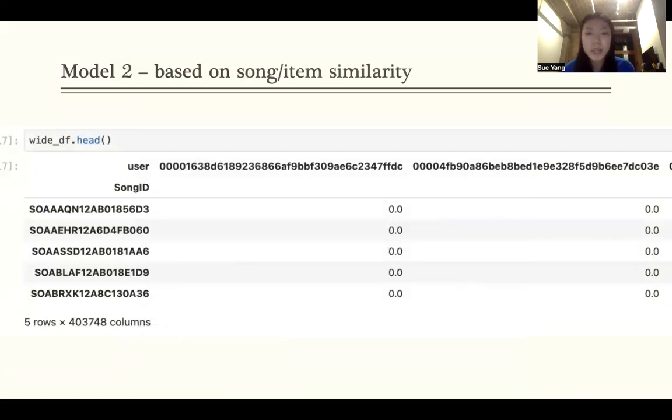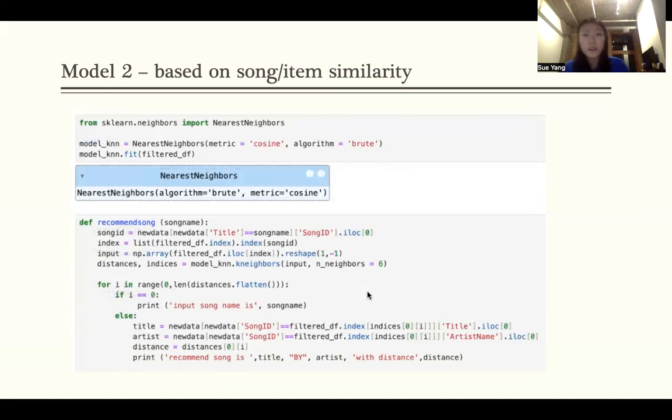The second recommendation model is based on song/item similarity. We pivoted the data set so each row represents a song record and each column represents a user record. The value is their play count. We created a function that recommends songs based on the similarity between the songs themselves. We used a KNN model, and the metric we use is cosine. It measures the similarity between songs, and the output is a song title, artist, and the distance.